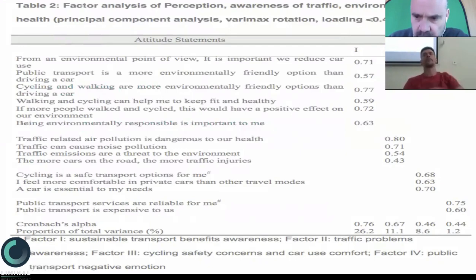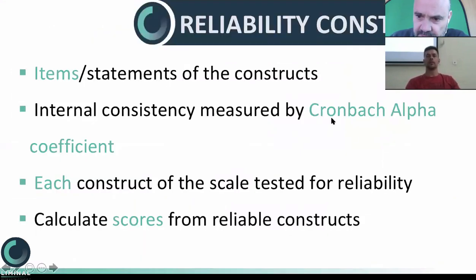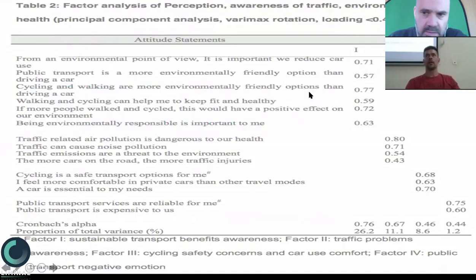So that question will be one item, and those are the factor loadings here. Like in your theory, you will have, let's say, five constructs. But for each of them in the questionnaire, you will need to have at least three or four reliable items that you ask about.